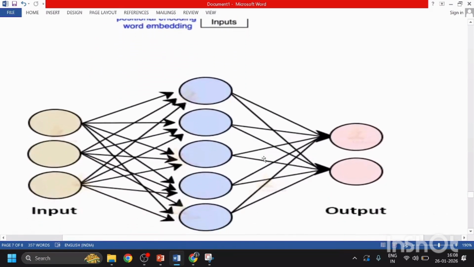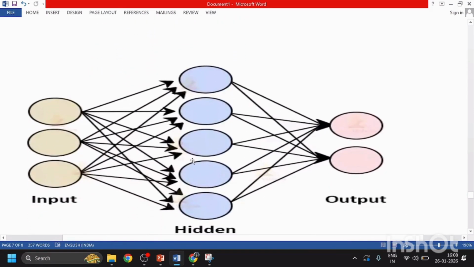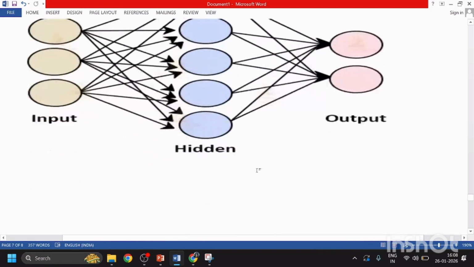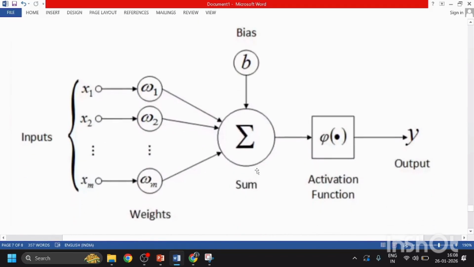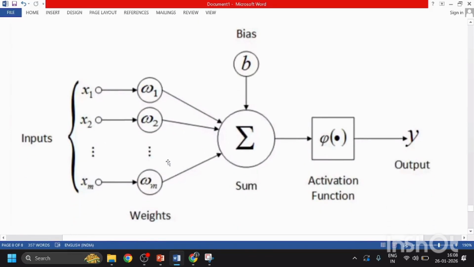This is the feed forward neural network: input layer, hidden layers, and output layers. For example, this is its internal structure. It has a linear layer with a ReLU activation function. These are the inputs x1, x2, x3, and these are the weights w1, w2, w3. This is the weight for input x1, this is the weight for input x2. This is the input xm and its weight wm. Here we are going to add all of these.